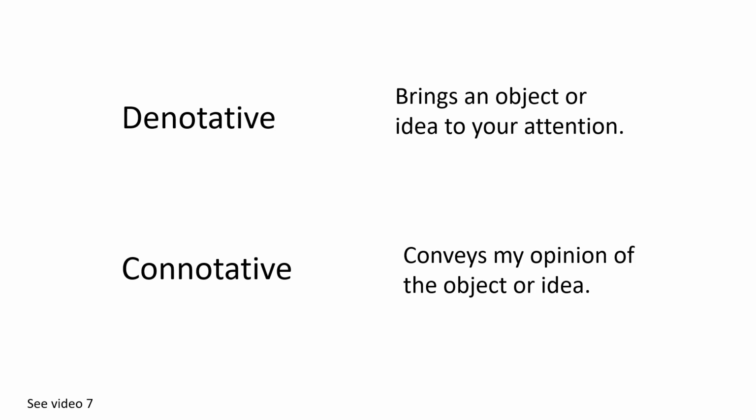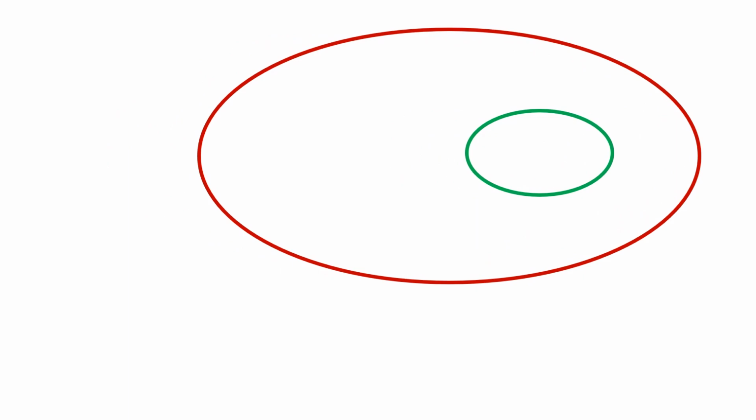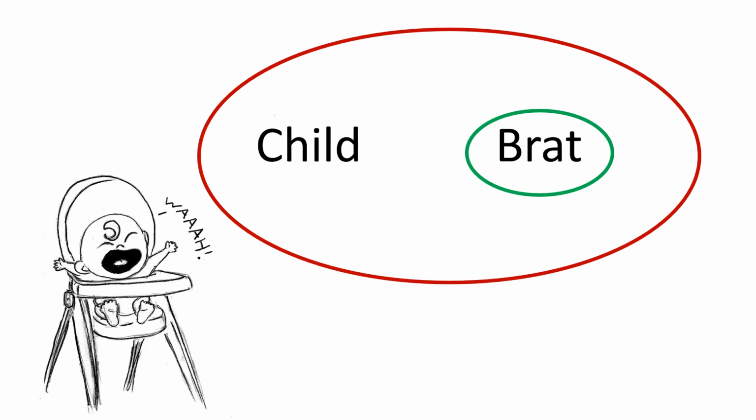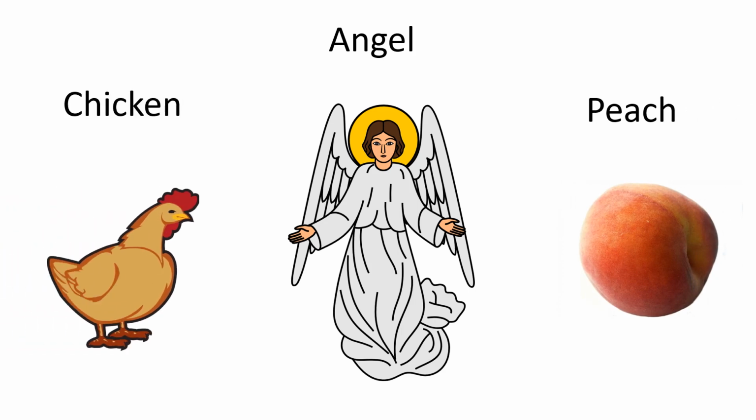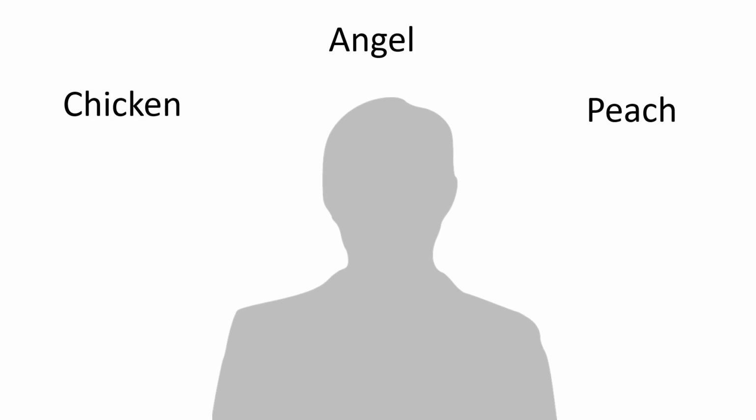Sometimes connotative meaning is conveyed by using words that normally denote a subcategory of the person or thing being denoted. For example, the word brat usually denotes a child with a disagreeable disposition, and jalopy usually denotes a car in poor condition. However, a lot of connotative meaning in any language is conveyed by using category labels to denote things and people that are not normally considered part of that category. For example, the words angel and peach and chicken do not typically evoke people. They are, however, often used to denote people. And when they are, they also convey the speaker's opinion of some aspect of that person's character.